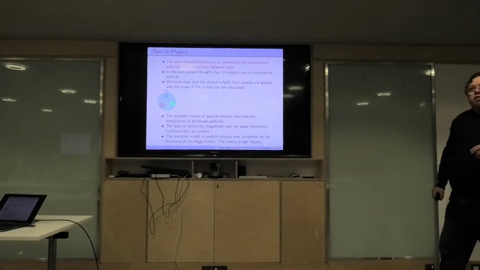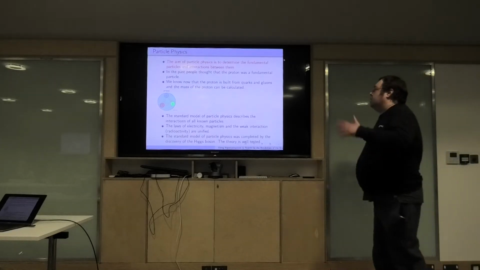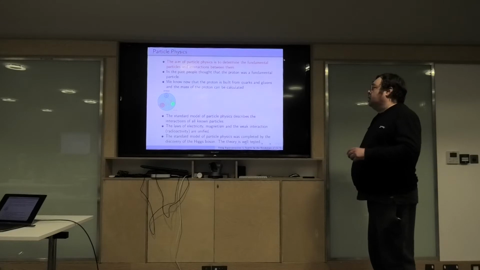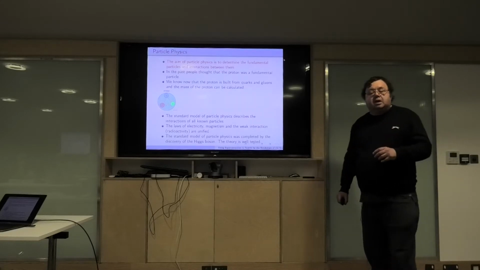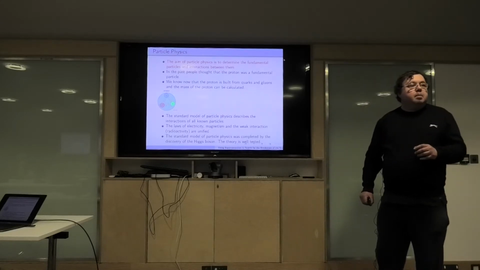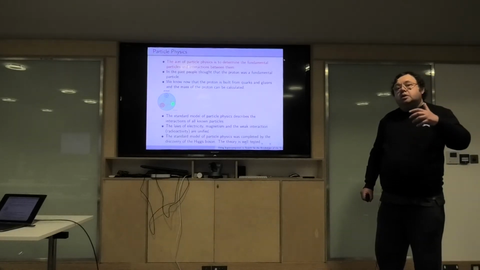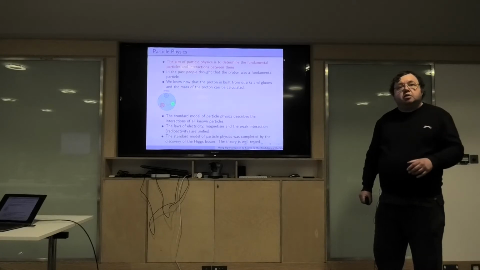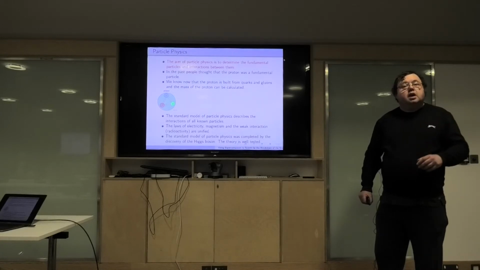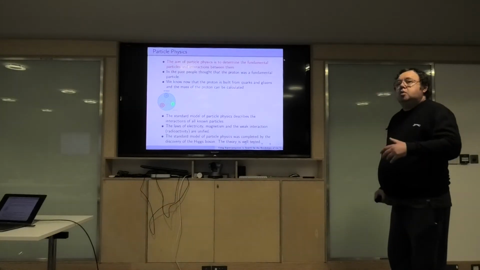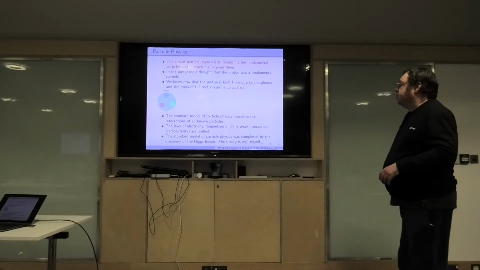Okay, so what is particle physics? Well, the aim of particle physics is to determine the fundamental particles and the interactions between them. For example, in the past, people thought the proton was an elementary particle. The proton is one of the basic things that builds nuclei. As we looked at smaller and smaller distance scales, we found that the proton is actually not an elementary particle. It's made of quarks and gluons. And so we begin to know more about the universe.